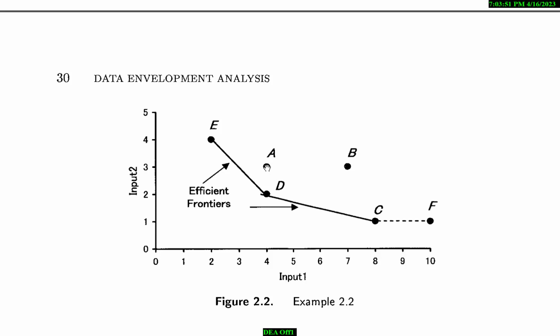For A, if you minimize its inputs, A will be compared with the convex combination of E and D, so its reference set will be D and E, and its efficiency is less than 1. The same for B, we use D and C to determine its efficiency, as we explained.